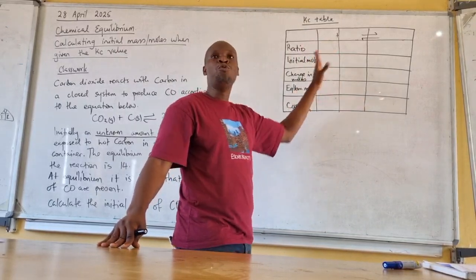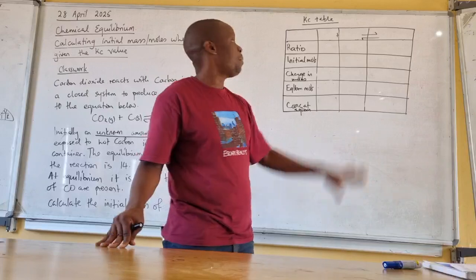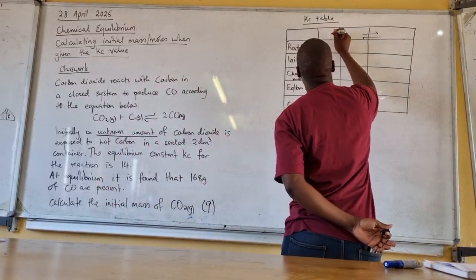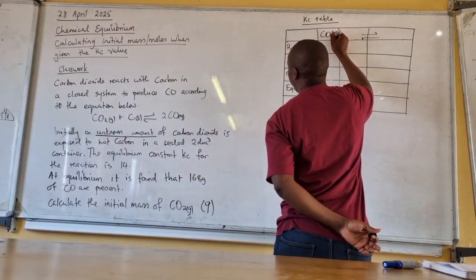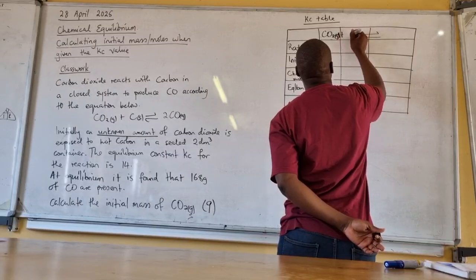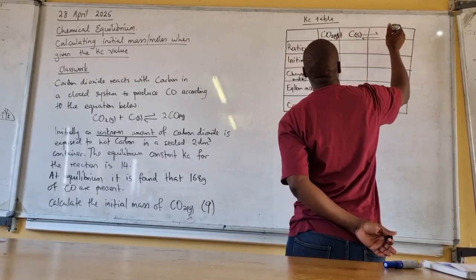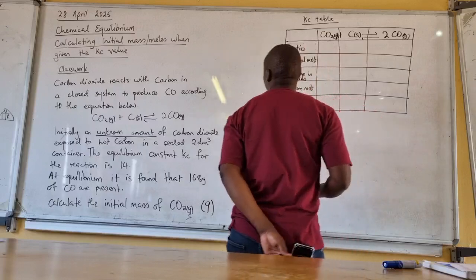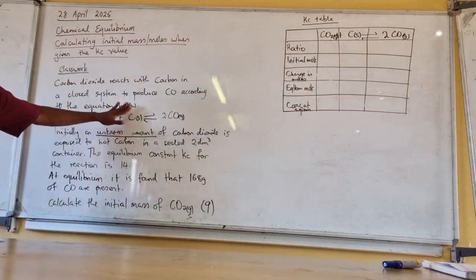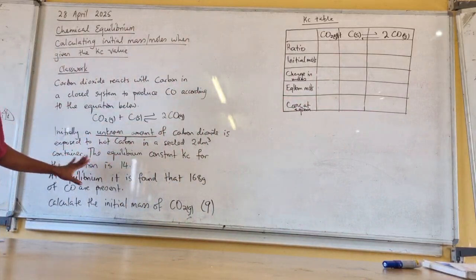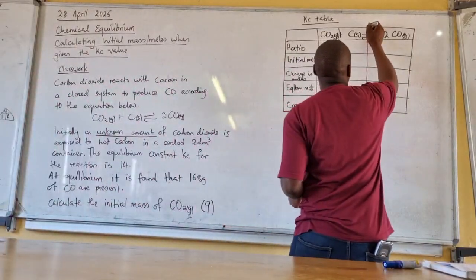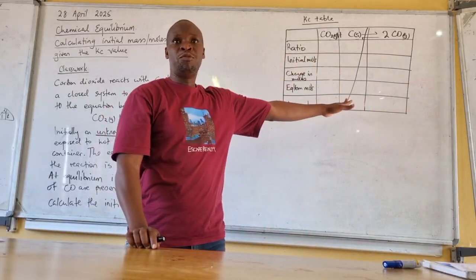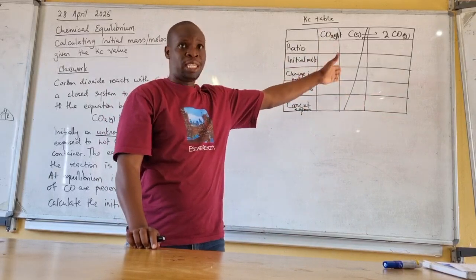Right, as usual, we have to use our Kc table to obtain the concentrations at equilibrium. It's difficult for you to get the concentrations at equilibrium if you don't use the Kc table. Our equation is carbon dioxide in gaseous state reacting with carbon in solid state, forming carbon monoxide in gaseous state. Right? We don't have any information about carbon that is given, so it's safe to just cross out so that you will not be tempted to use any information of that carbon.